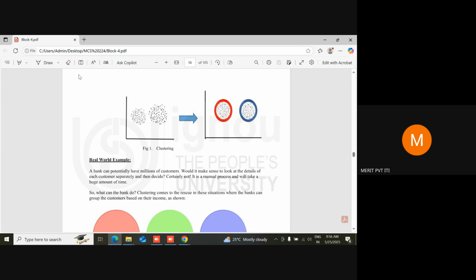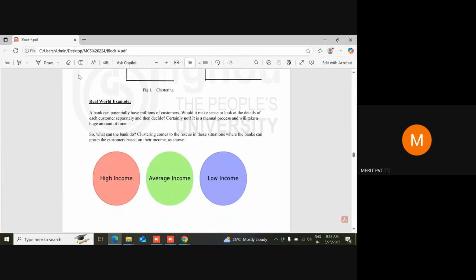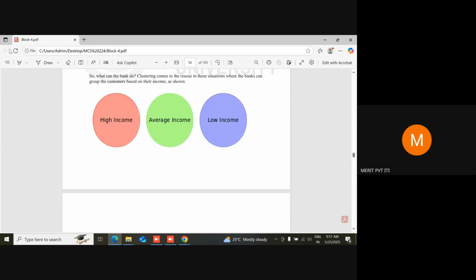Real world example: a bank can potentially have millions of customers. Would it make sense to look at the details of each customer separately and then decide? Certainly not. It's a manual process and will take a huge amount of time. So high income, average income, low income: on this basis you can do clustering, to see what the attitude of the low income group will be, what the average will be, what the high income will be. So that type of clustering can be done.